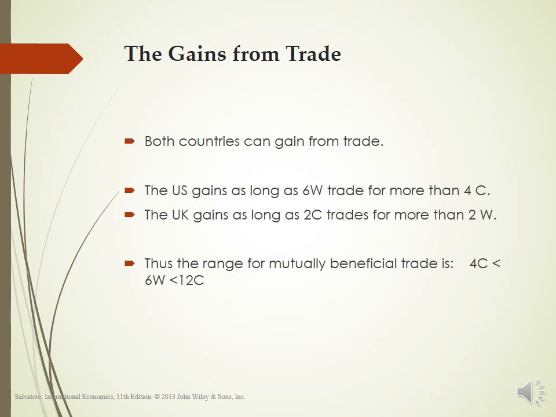Gains from trade. Both countries can gain from trade. US gains as long as 6W trades for more than 4C. The UK gains as 2C trade for more than 2 wheat. Thus, the range for the mutually beneficial trade is 6W for 4C and 12C. Thank you.